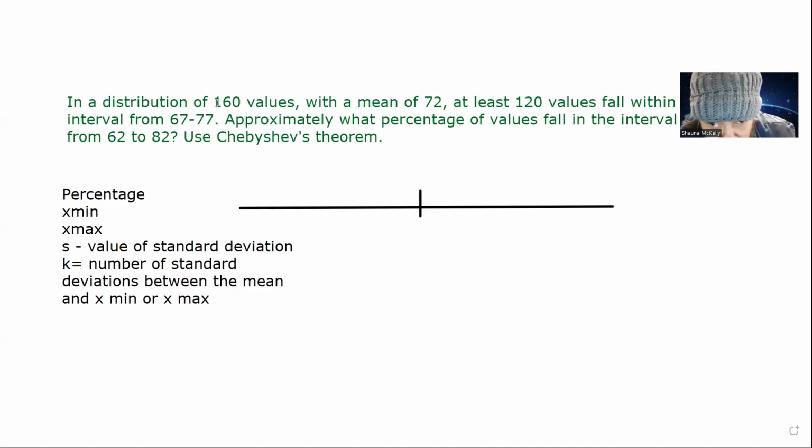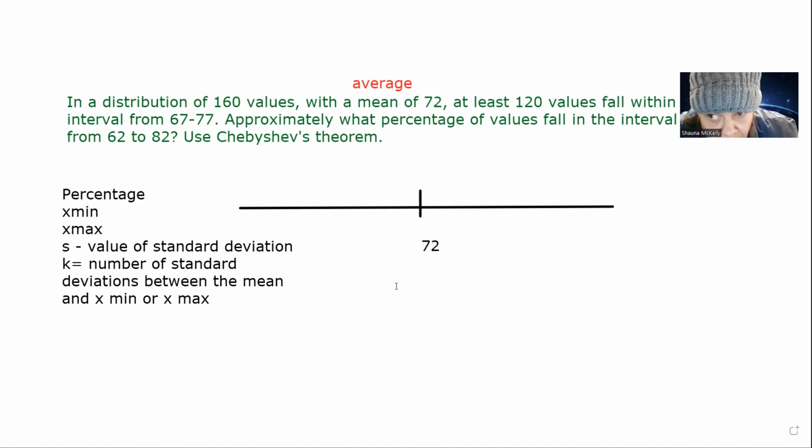So in a distribution of 160 values with a mean of 72. Now, mean is another name for average. We have different kinds of means in this chapter. We have arithmetic means, and you might have heard of some other means, but here in this class, we're going to use mean and average interchangeably pretty much, especially in coming chapters. So the mean here is 72, so I'm going to put 72 on that line.